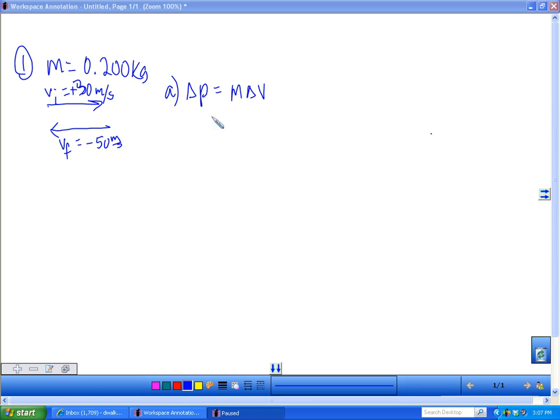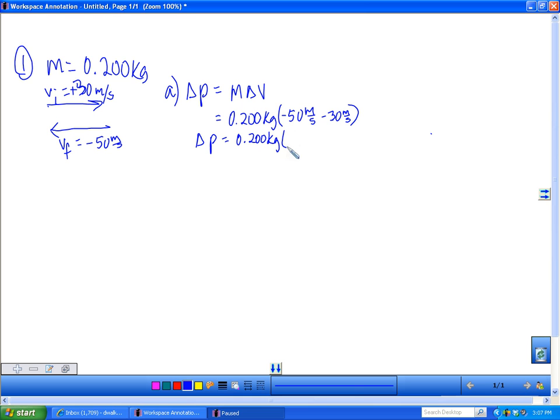All right, so we're looking for the change in momentum. So the mass is 0.200 kilograms. Change in velocity is final minus initial, so that's negative 50 minus 30. So delta P is 0.200 times a negative 80. And 0.2 times negative 80 is going to be delta P equals negative 16 kilogram meters per second.